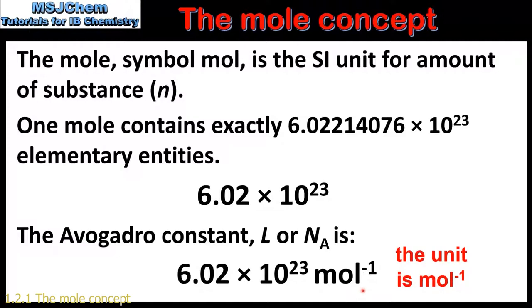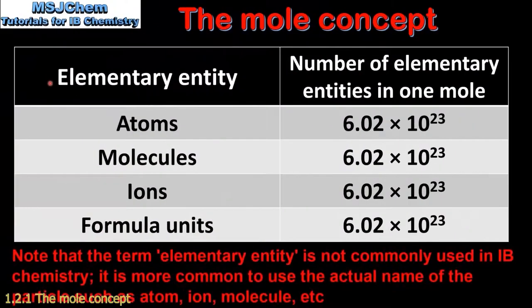So next, we'll have a look at some examples of elementary entities. In this table, we have examples of elementary entities. An elementary entity can be an atom, a molecule, an ion, or a formula unit. In the second column, we have the number of elementary entities in 1 mole. So 1 mole of atoms contains 6.02 times 10 to the 23 atoms.